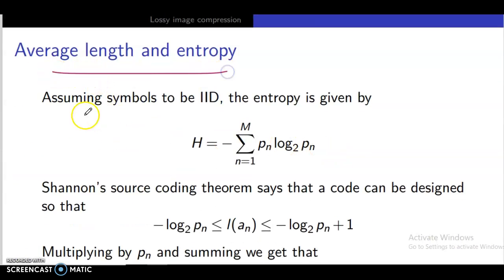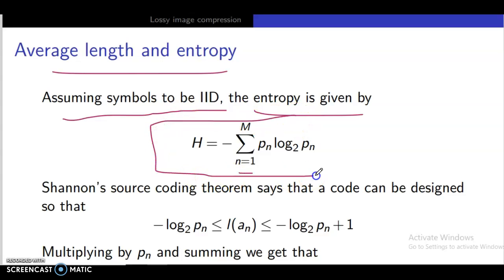Average length and entropy. Assuming symbols to be IID, the entropy is given by H equal to minus summation of n equal to 1 to M of p_n log base 2 of p_n.